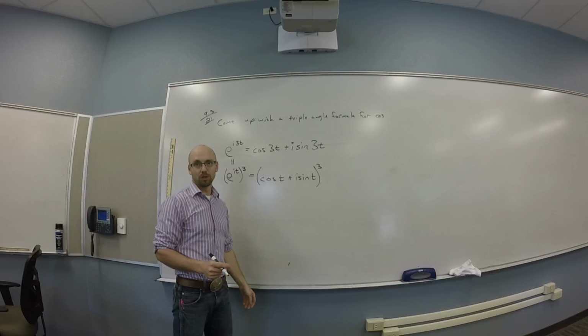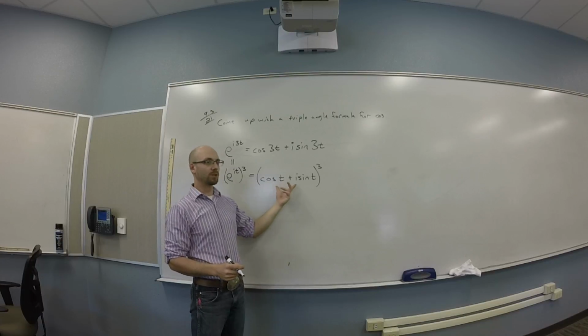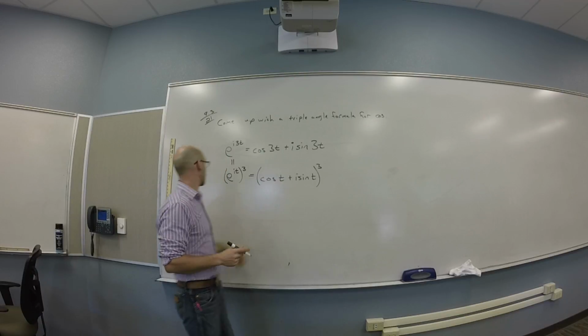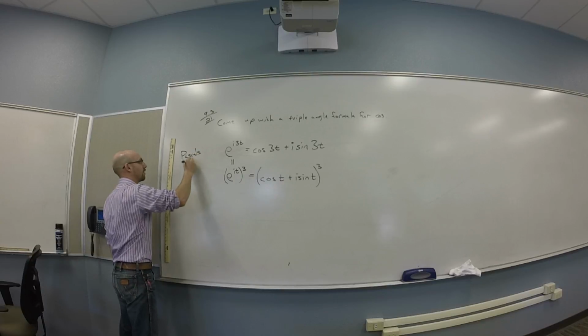You guys want to know a quick trick for foiling? I'm going to have to multiply this out, and then multiply it out again, right? There's a trick for that, which is this thing called Pascal's triangle.